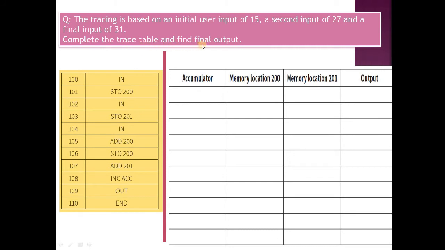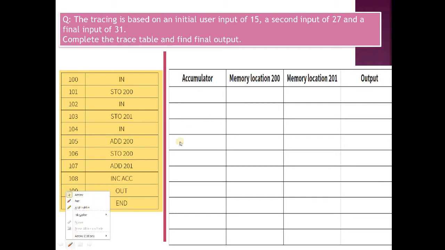So what we have to do, we have to write the value of every instruction. We have to fill this trace table. In trace table, 4 columns have been given. First is for the value of the accumulator. Second is for the memory place 200. If the memory place 200 contains some changes, then that will be reflected here. And then again the memory, but the location is 201. And at the end, if there is some output.